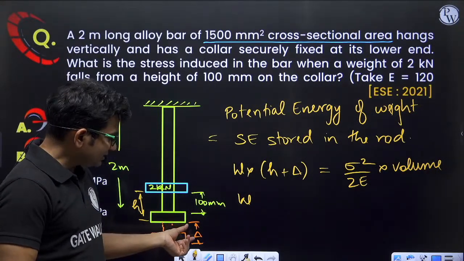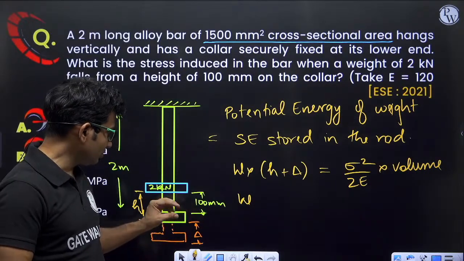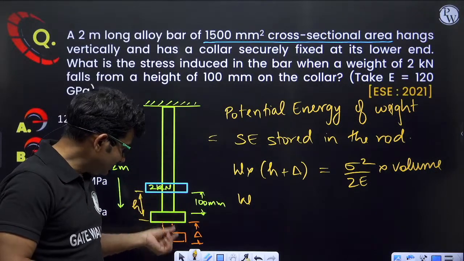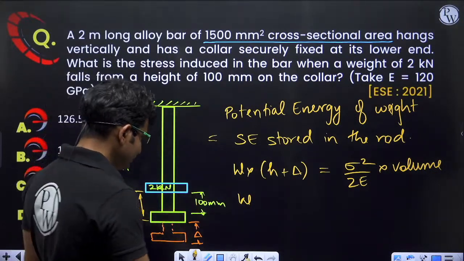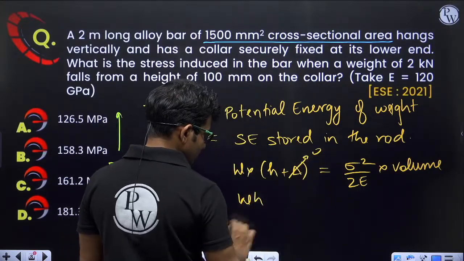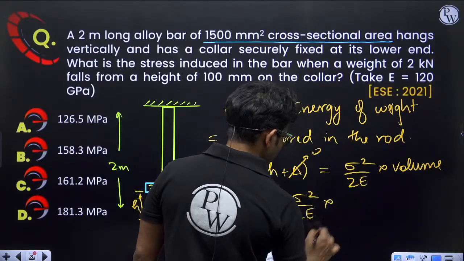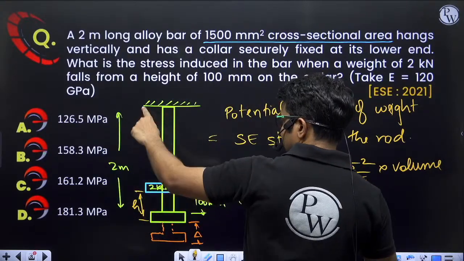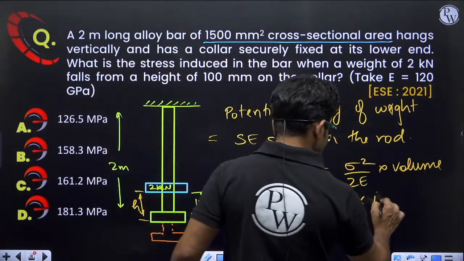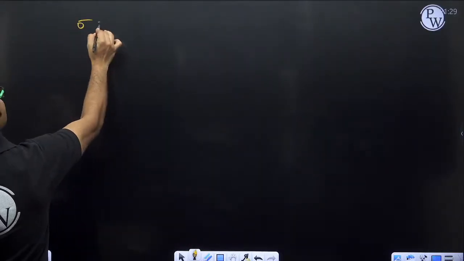The increase in the length can be ignored because it is falling from a very small height, so the change in length will be very small. When the change in length is very small, it can be taken as 0. So Wh will be equal to sigma square upon 2E into volume. Volume will be the length of the rod into the cross-sectional area.